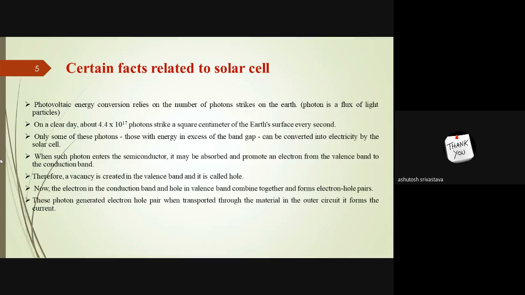When such a photon enters the semiconductor, it may be absorbed, promoting an electron from the valence band to the conduction band. This one line states how energy harvesting is done through a solar cell. Basically, when such photons enter the semiconductor, which is a basic part of a solar cell, they are absorbed by the electrons present in the semiconductor, which gain energy, and with that energy they go to some other part of the solar cell device, and that finally becomes the current that we get at the output end. So this is how it goes.